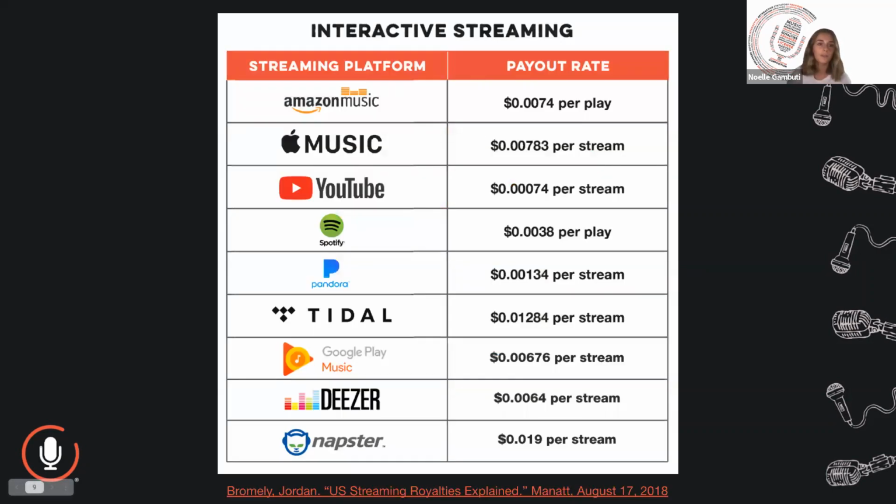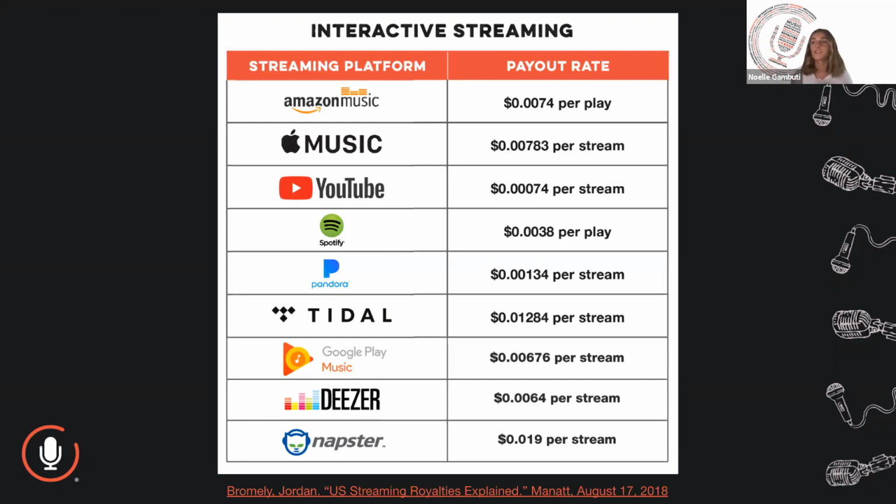Now to get into actual streaming rates. This is data from 2018. I do want to point out that it is a bit of outdated information, but this shows you an example of older rates that were calculated in the past, and that they do change depending on what platform the interactive stream happened on. So you can see them all laid out here.